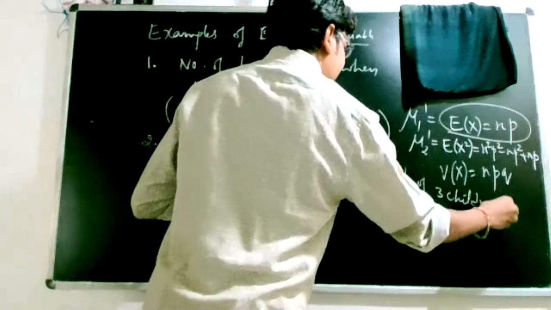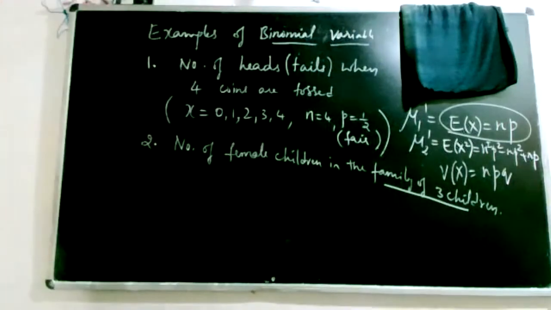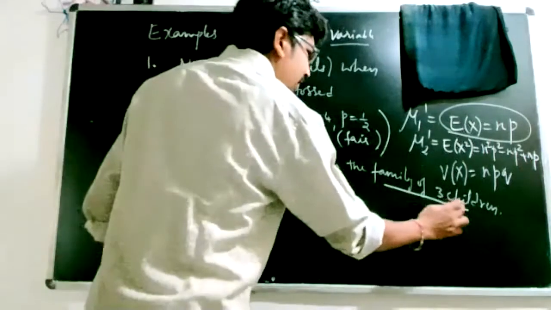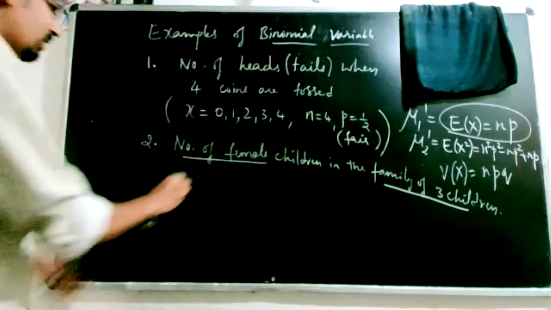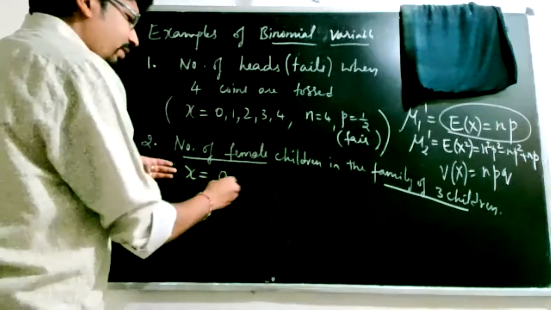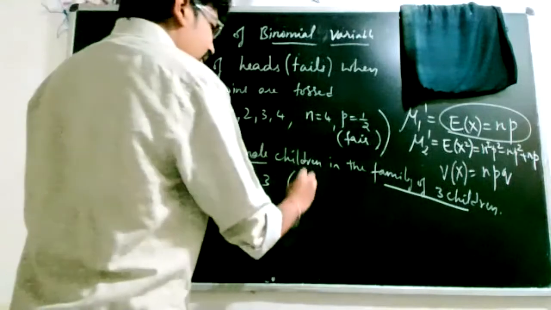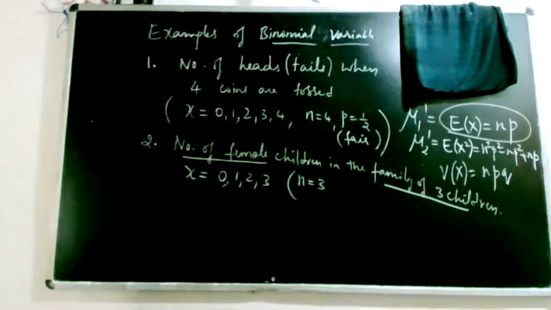So you have selected the families which contain a total of 3 children. So in one family, there are 3 children. Out of those 3 children, how many females are there, that is what we are counting. So if you count how many females there are, you could get 0 or 1 or 2 or 3. So your n is equal to 3. Your x takes values 0, 1 to n, 0 to 3.